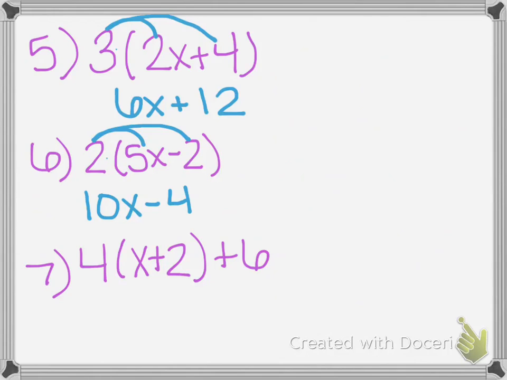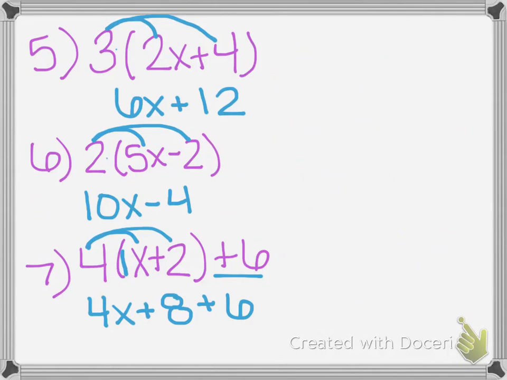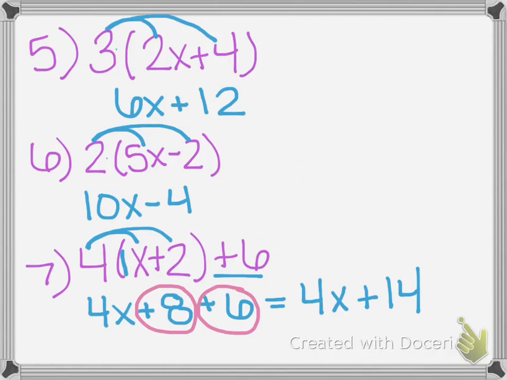Now lastly, number 7, we see this plus 6 on the end. So don't get confused. I only want 4 groups of x plus 2. So 4 groups of x, don't forget about the invisible 1. 4 groups of 1x would be 4 times 1, or just 4x. And 4 groups of 2 would be 4 times 2, which is 8. Now that plus 6, I haven't done anything with it yet, so I'm just going to write it down as part of my problem. I've got some combining like terms here. Plus 8 plus 6. I can combine those to get a final answer of 4x plus 14.